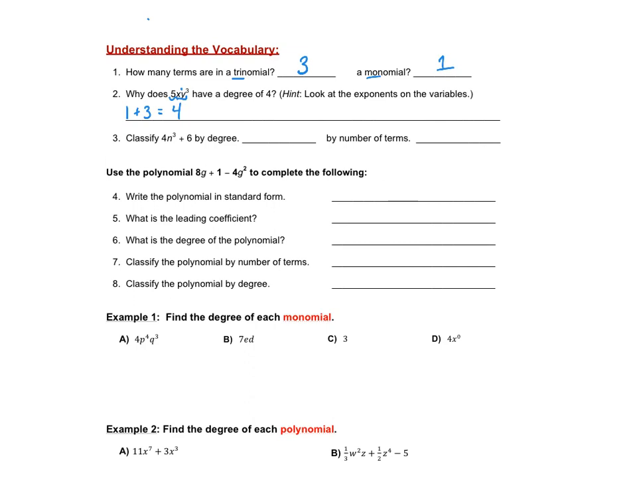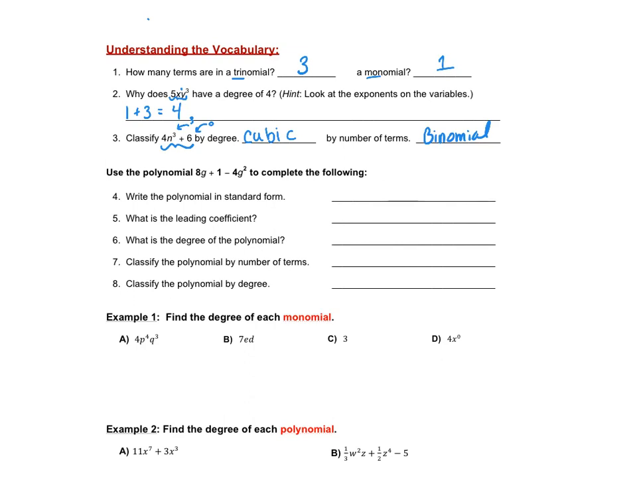Classify 4n to the third plus 6 by its degree and by the number of terms. Well, the number of terms is 2, so it's a binomial. And the degree, since it's a polynomial, not a monomial, we're looking at each degree. Well, this has a degree of 3 and this one has a degree of 0. So it's going to be a degree of 3, and a degree of 3 is cubic. So it's a cubic binomial.